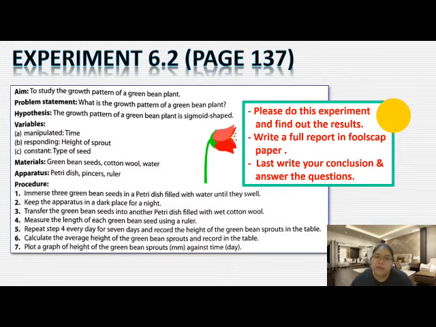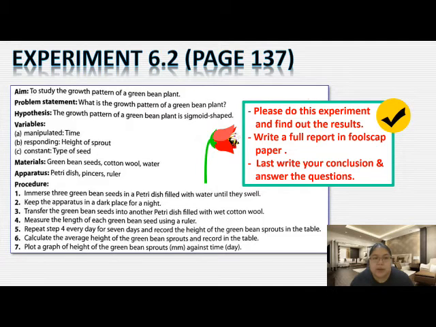From here, I give you some instructions. Please do this experiment and find out the result. That means you need to do it in your house. Write a full report in the foolscap paper. Last, write your conclusion and answer the question. Now we're going to see what you need to do. You need to copy all of this, just copy exactly, following your textbook.